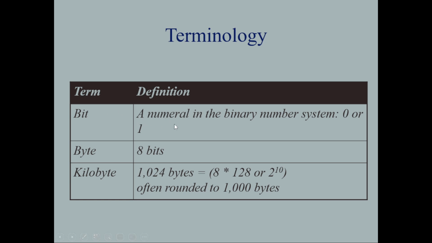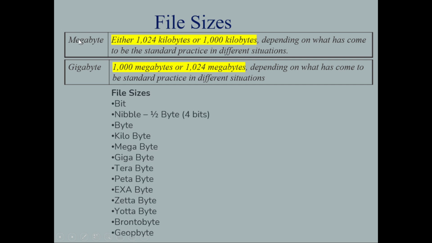So again, a bit is either a 1 or 0. A byte is 8 bits together, which makes up the smallest unit that a computer uses to create a character. A kilobyte is 1,024 bytes. Now, sometimes, depending on what you're talking about, we often round it down to 1,000. The same with megabyte. A megabyte technically is 1,024 kilobytes, and a gigabyte is 1,024 megabytes. But sometimes we round it down to 1,000, depending on what component we're talking about. So you have to be aware of that.